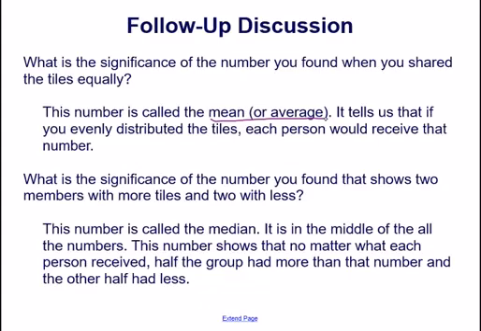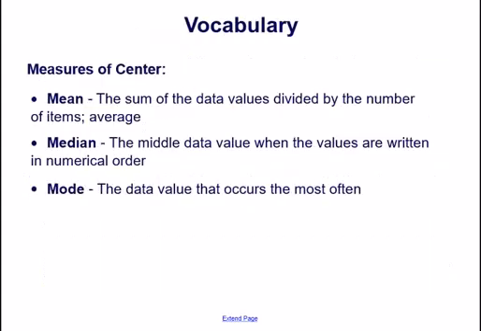And what was the significance of the number you found that shows two members with more tiles and two with less? This number is called the median. It is in the middle of all the numbers. It shows that no matter what each person received, half the group had more than that number and the other half had less. So the vocabulary we've been looking at with that activity is called a measure of center. We have three measures of center for our data.